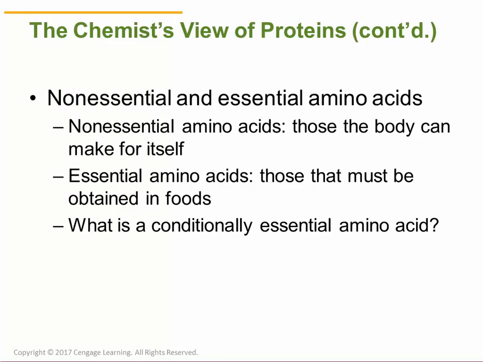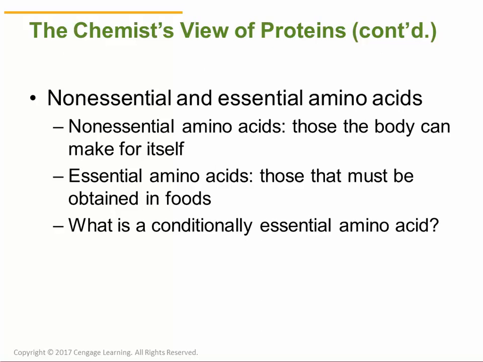Okay, we have non-essential and essential amino acids. We've already said non-essential is what? Made by the body. Do we have to take it in by foods? No. Essential has to be taken into the body with food. If we do not eat foods that contain those essential amino acids, are we going to be able to make the proteins we need? No.